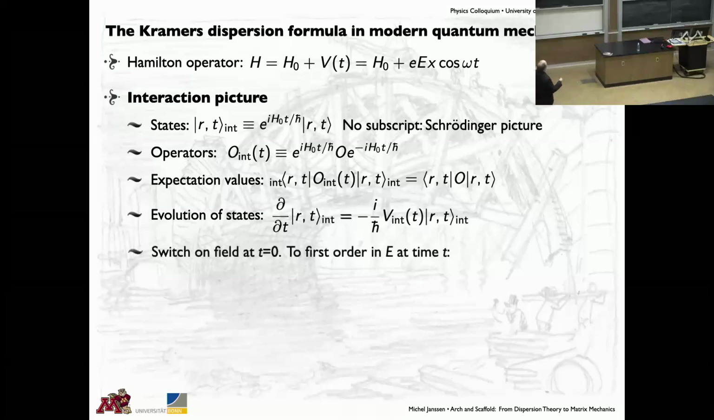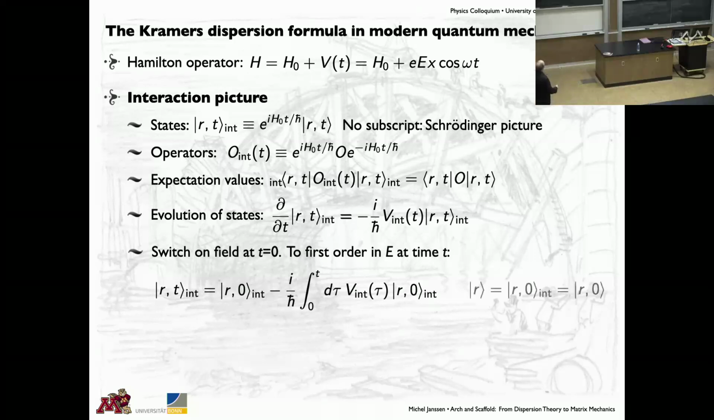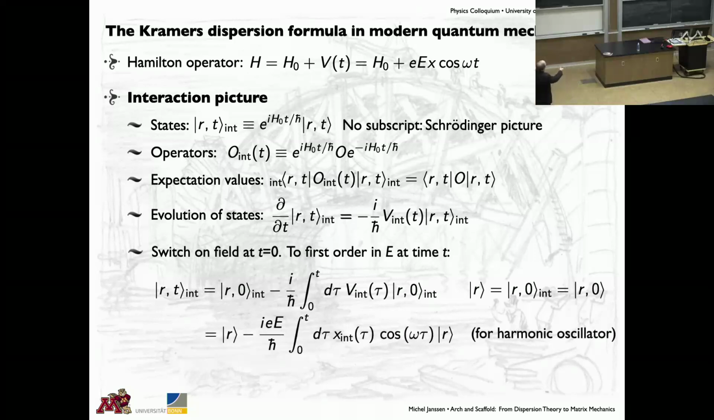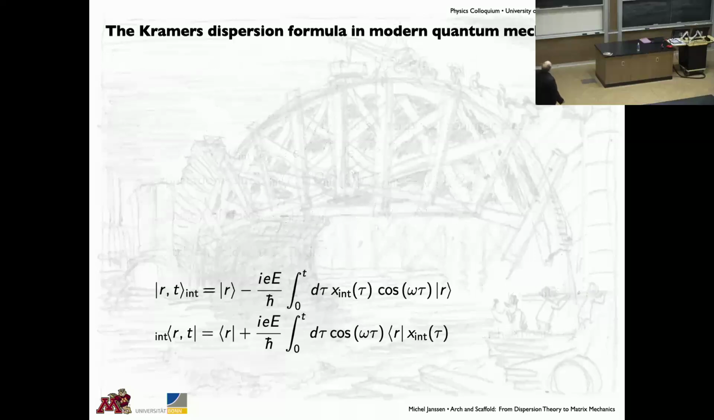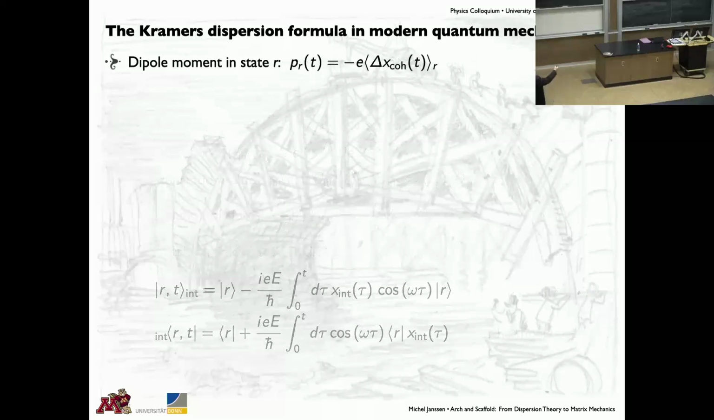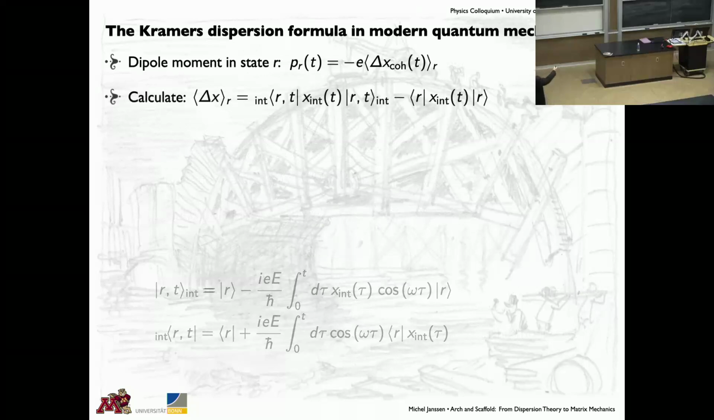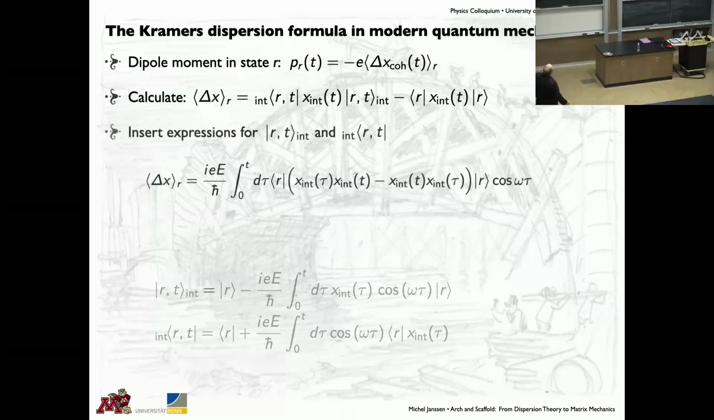All right, so now you look at switching on the field. You get this ket, and this integral gives you how it changes. You introduce this ket r, where for t equals 0 the interaction picture and the Schrödinger picture are the same. For the harmonic oscillator, you get this. The corresponding bra would be like that. And now you can start calculating the coherent displacement. You take the expectation value at time t minus the expectation value at time 0.